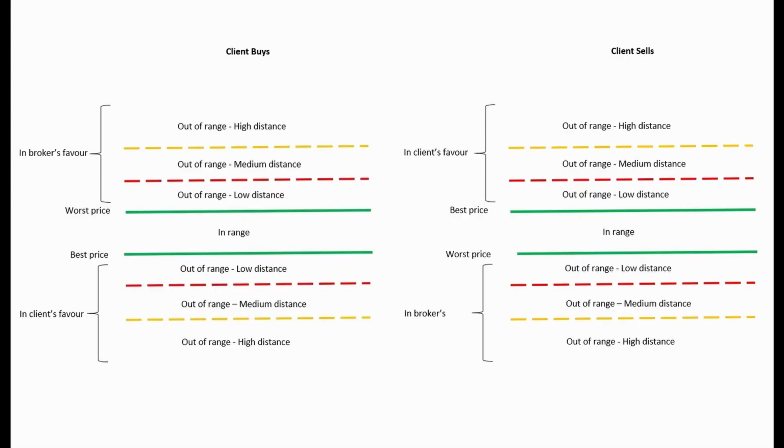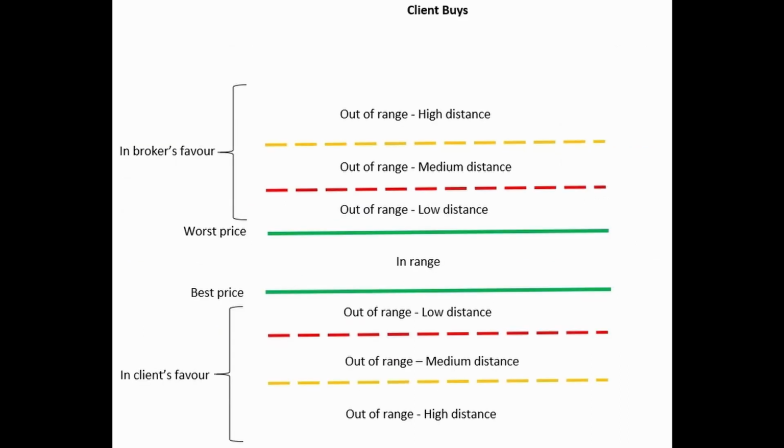Let me show you the logic behind this filter. We have drawn two diagrams to illustrate this idea. Let's see in the situation where a client buys a financial product from you. In a particular transaction, if the fill price falls in the range between the best price and the worst price in that 1 minute of the transaction, it is considered in range. If the fill price is higher than the worst price, this means that it's out of range and it's in the broker's favor. Depending on your distance settings, the distance column will show you whether it falls in the low, medium, or high distance categories.